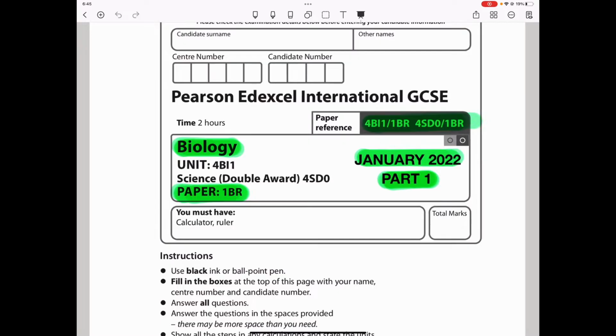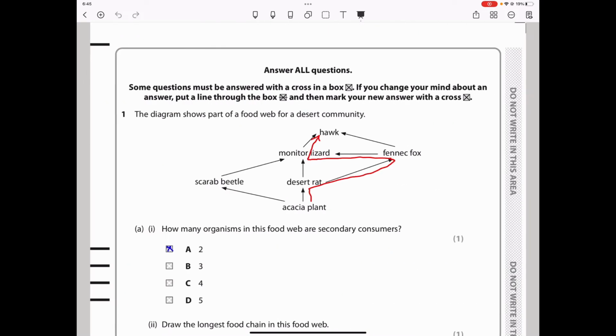Let us begin with the first question. Question 1 says, the diagram shows part of a food web for a desert community. So these are desert organisms, as you can see. So they say, how many organisms in this food web are secondary consumers?